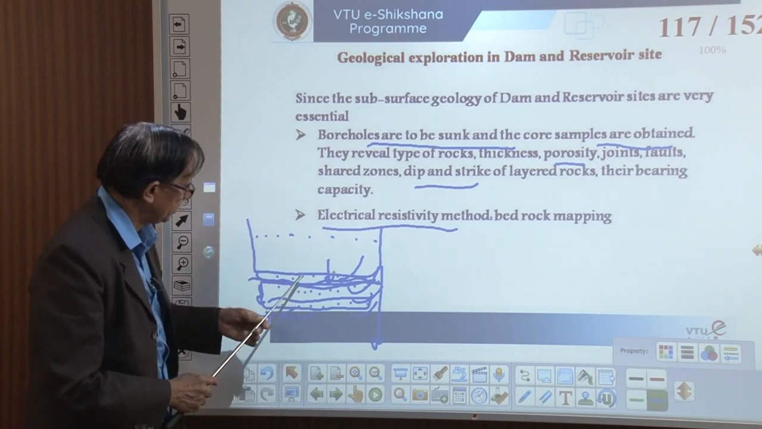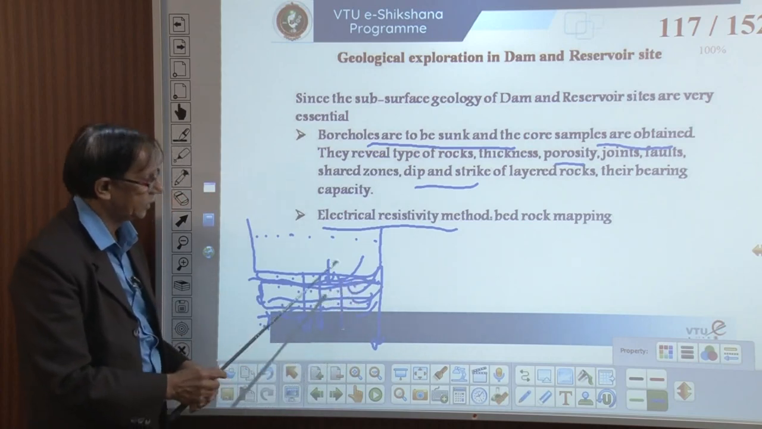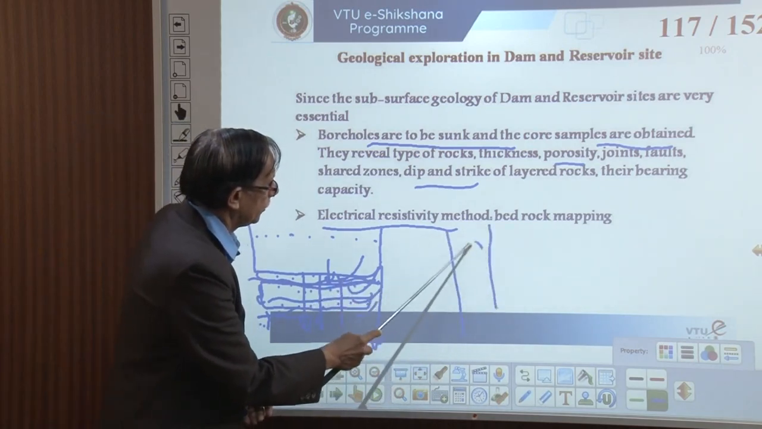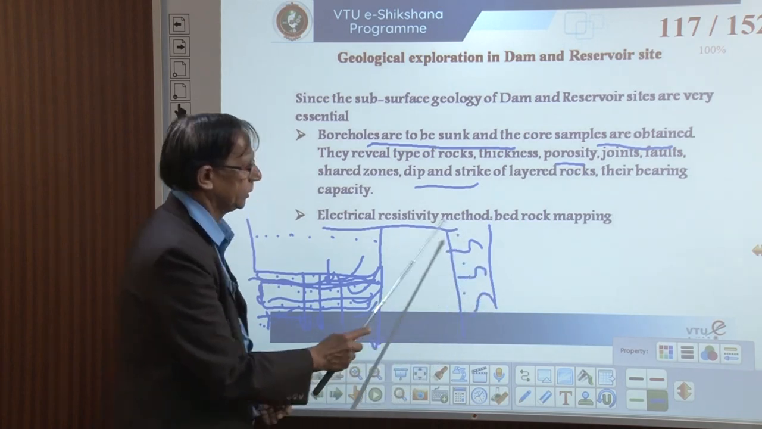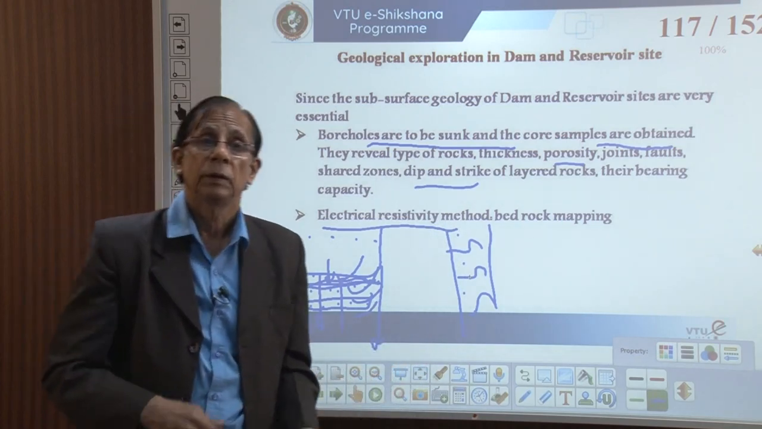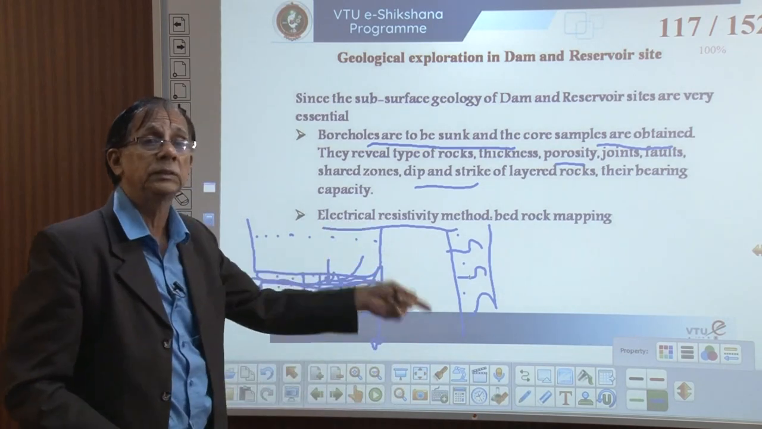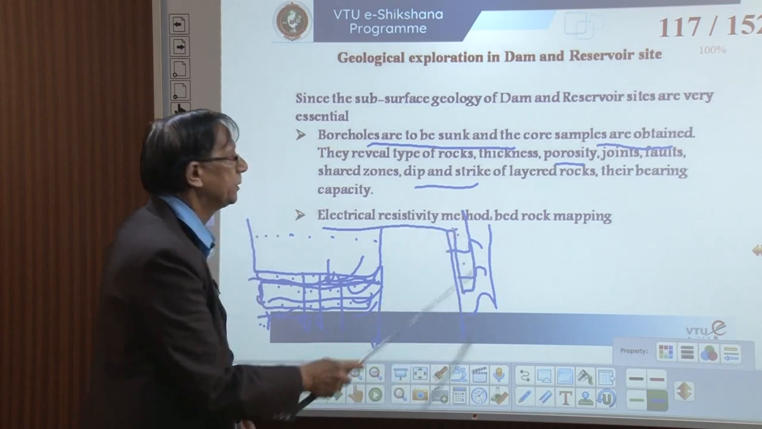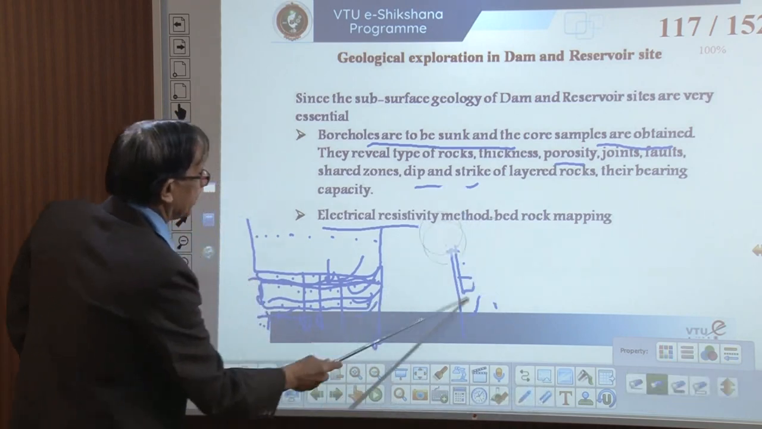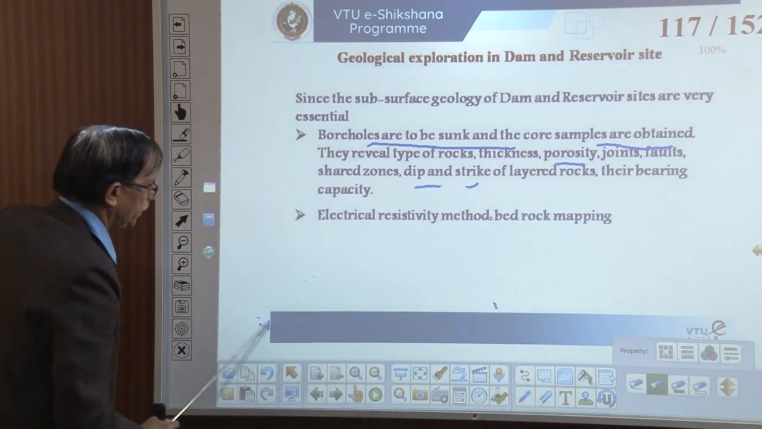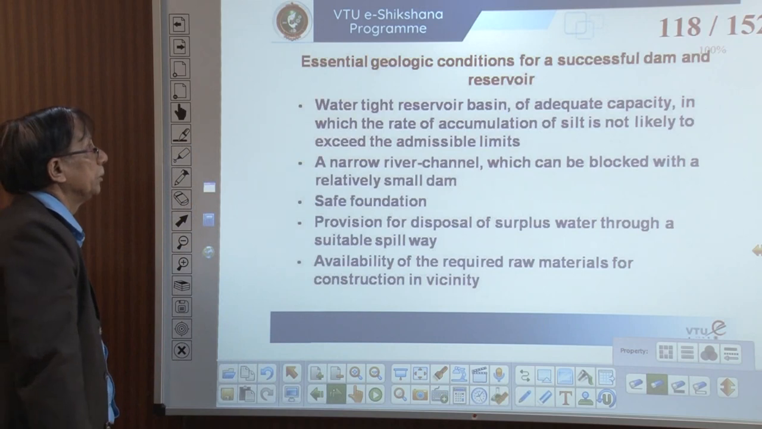Because they have taken borehole samples and electrical resistivity, they could understand there was a weathered or shear zone, fresh rock, like this. Therefore, the electrical resistivity method is also important, but electrical resistivity is not that simple, therefore boreholes are also necessary. So a combination of these is involved in a dam site study. These are the general investigations people do for dam sites and major reservoir sites.